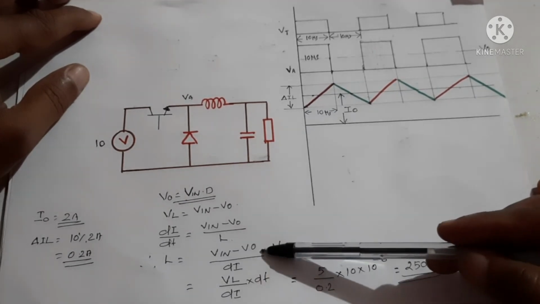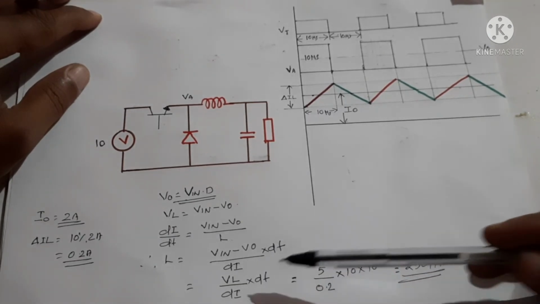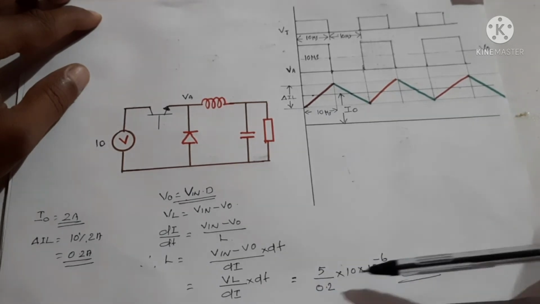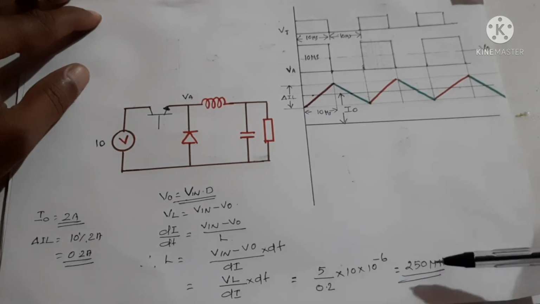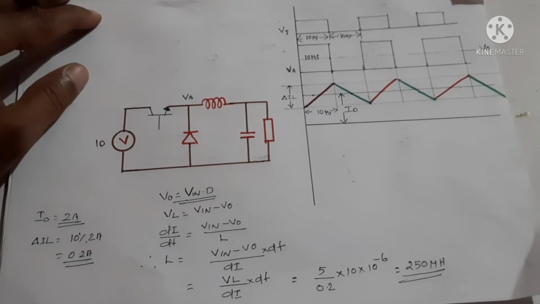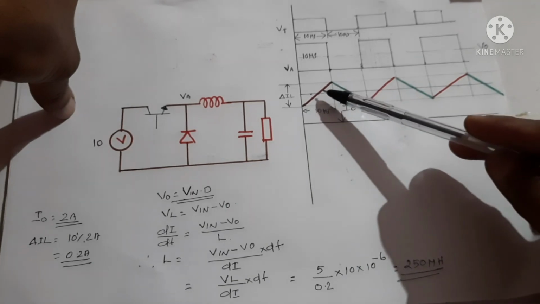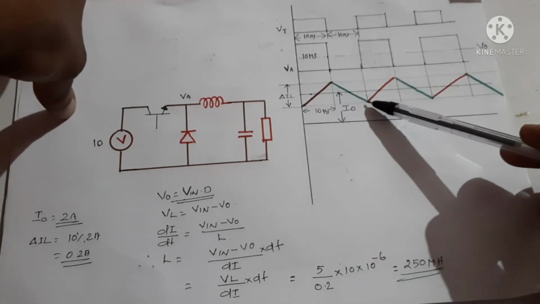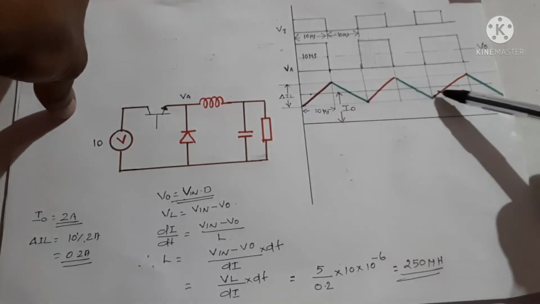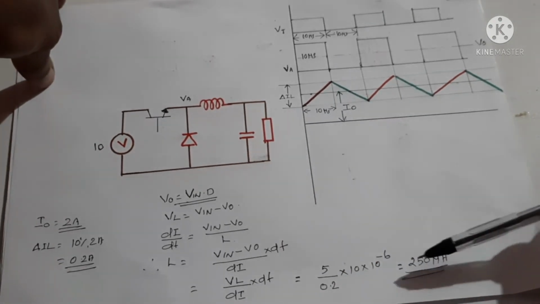So now we have got all the things. VL is 5 volts, di is 0.2 ampere and dt is 10 microseconds. If we calculate that, the inductance value will be 250 microhenry. This value of inductor is for the continuous conduction mode, because the inductor current does not reach 0. So for continuous conduction mode, if we want to calculate the value of the inductance, we use this method.